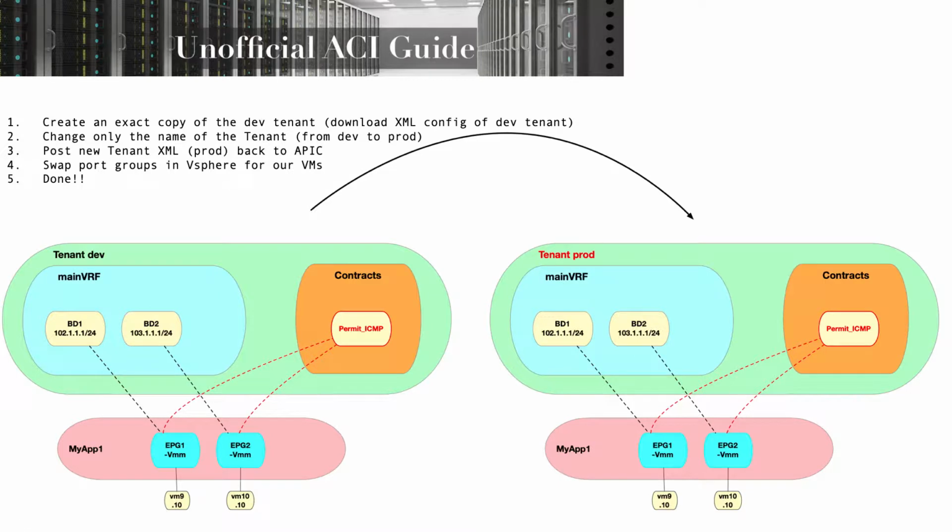Once that tenant prod is available on ACI, we're going to go in and swap the port groups in vSphere from our vNICs on our VMs. So we're literally going to move MyApp1 and the vNICs here into the right port groups for MyApp1 in production. And then we're going to be done.